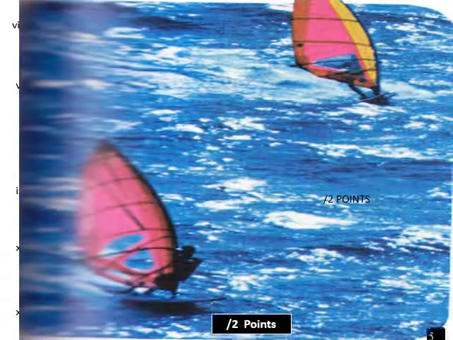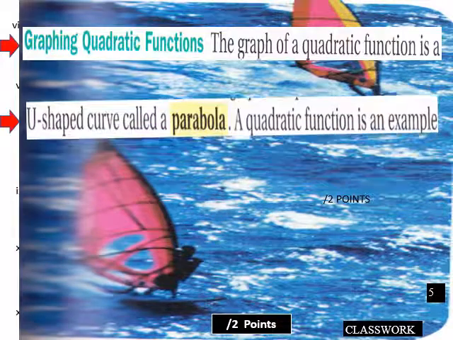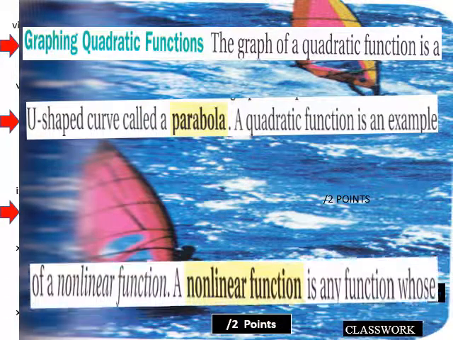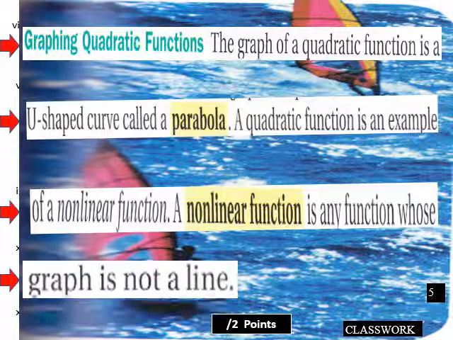Do I give you a gift? I don't. So anyway, moving on. So graphing quadratics, now that we know how to make tables, the graph of a quadratic function is a U-shaped curve called a parabola. A quadratic function is an example of a nonlinear function. It's definitely not linear. A nonlinear function is any function whose graph is not a line. So parabolas are definitely nonlinears.